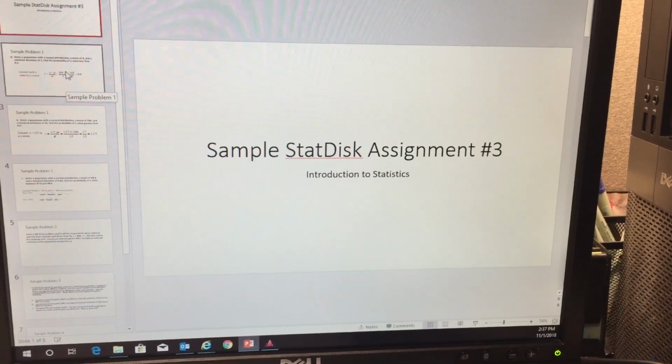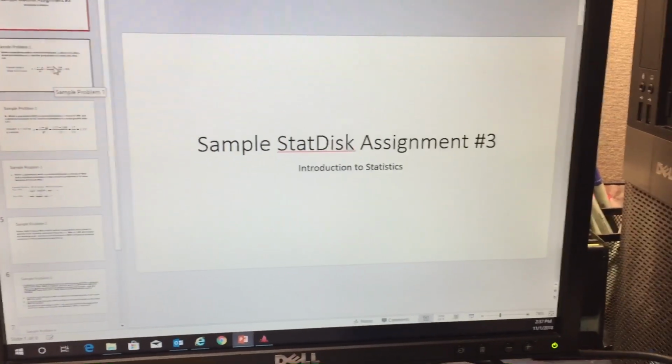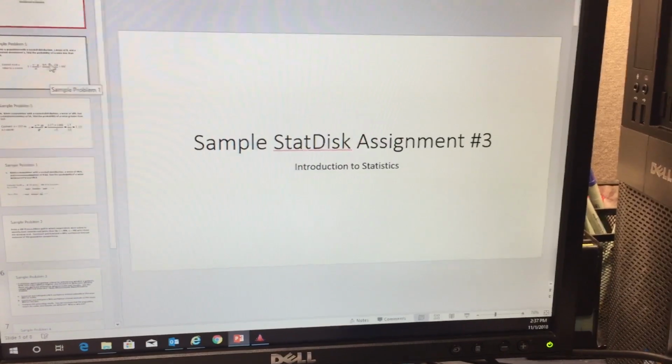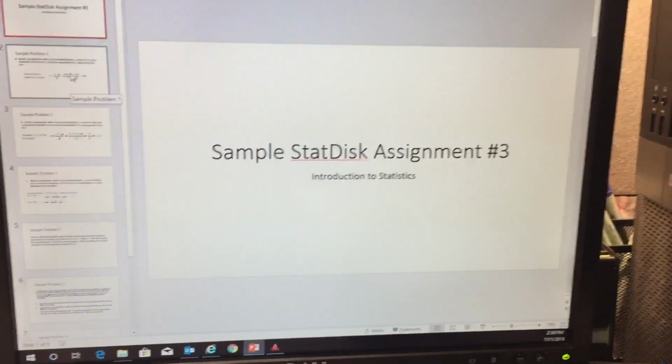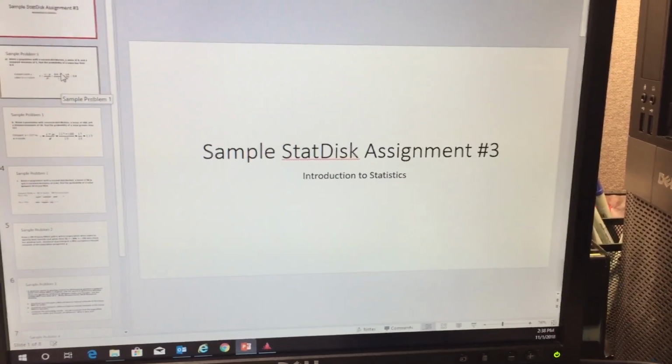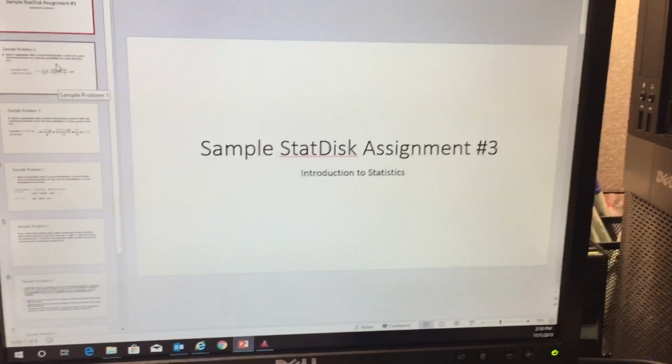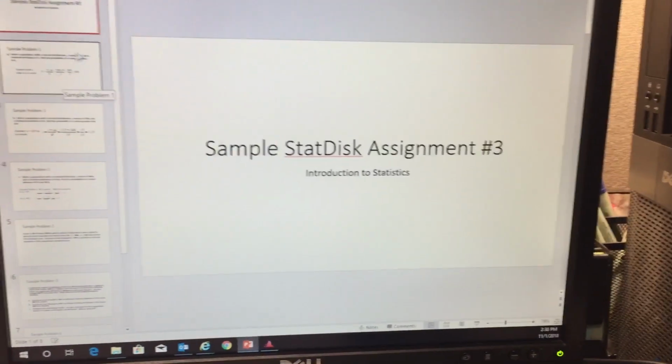Okay, in this video, I'm going to show you how to use the StatDisk software to complete StatDisk Assignment number 3. And here I'm using a sample StatDisk Assignment number 3 that I created.